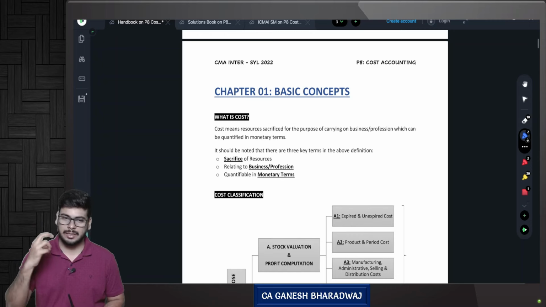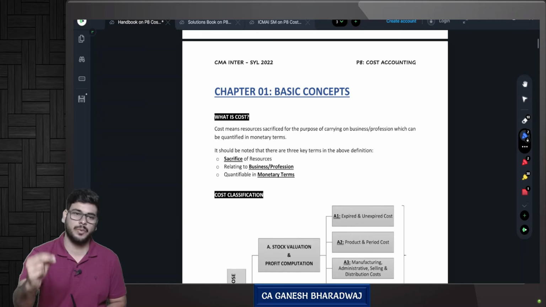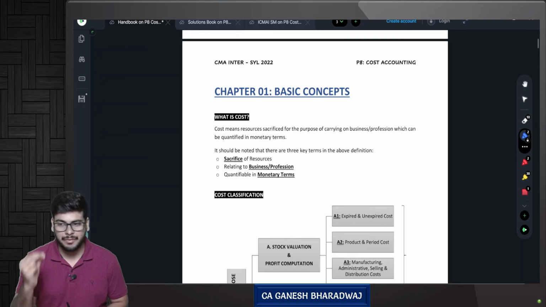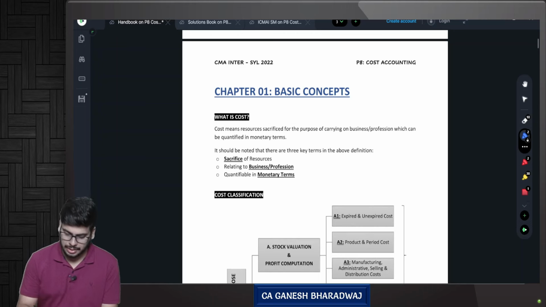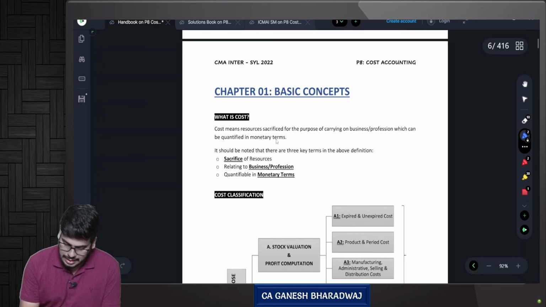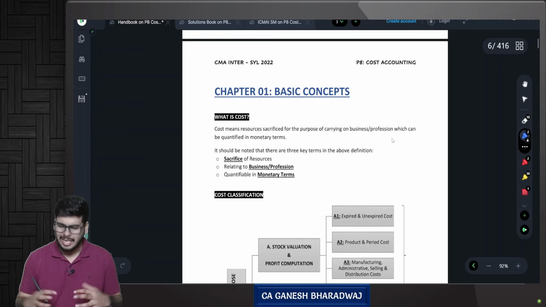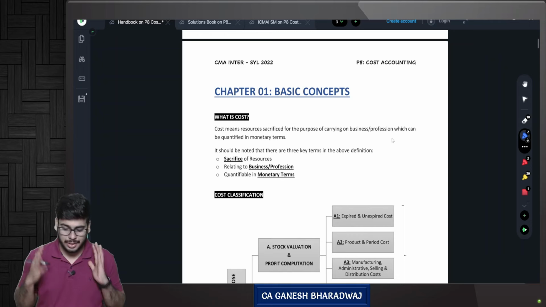Many students have already felt that this way of learning the subject has proved to be very effective. Right? Now, what is cost? What do you mean by cost? Cost means resources sacrificed for the purpose of carrying on business or profession, which can be quantified into monetary terms. Sir, this bookish definition, we don't understand. Yes, I can hear you saying that.